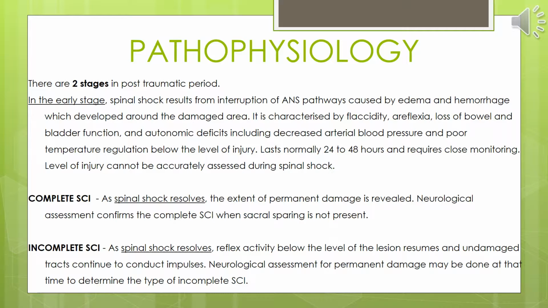Complete spinal cord injuries: as spinal shock resolves, the extent of permanent damage is revealed, and neurological assessment confirms the complete spinal cord injury when sacral sparing is not present. For incomplete spinal cord injuries, as spinal shock resolves, reflex activity below the level of the lesion resumes, and undamaged tracts continue to conduct impulses. Neurological assessment for permanent damage may be done at that time to determine the type of incomplete spinal cord injury.